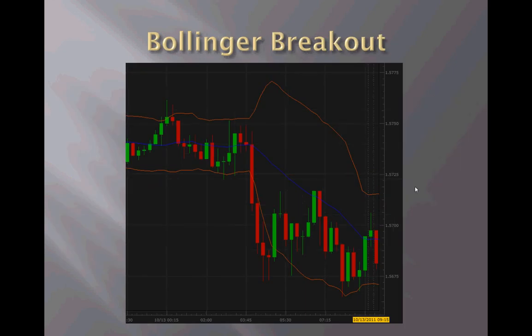Now let's take a look how the Bollinger Bands would be in a breakout. The Bollinger squeeze part is pretty self-explanatory. When the bands squeeze together, it means that a breakout is getting ready to happen. If the candles start to break out above the top band, then the move will usually continue to go up. If the candles start to break out below the lower band, then price will usually continue to go down.